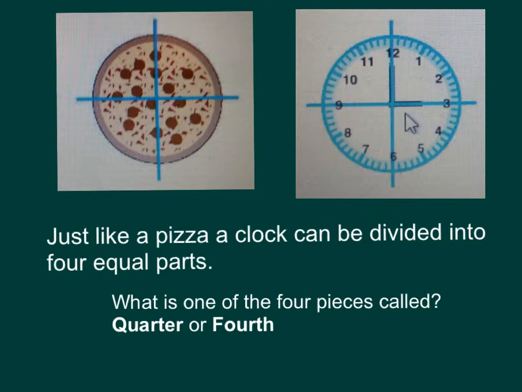So when we take a look at these 4 pieces, we ask ourselves, what is one of these 4 pieces called? We can call one piece a quarter or a fourth. So when we're eating a piece of pizza, we would say I ate a quarter of the pizza, or I ate a fourth of the pizza. This, boys and girls, is going to help us to learn when we talk about the quarter hour.